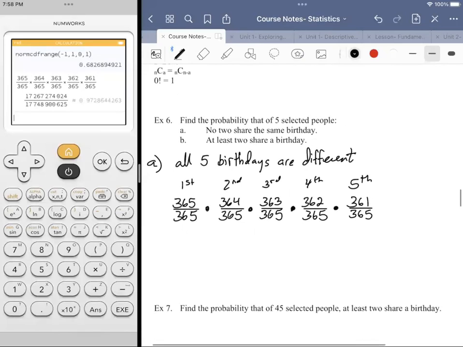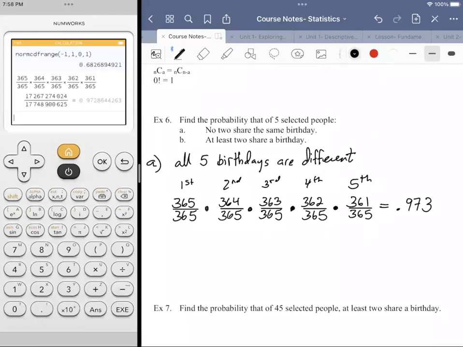Unless you want to write that big monstrosity of a fraction, which is perfectly fine, this is one of the few instances where I would say get a decimal and round it. So 3 significant digits: 0.973.